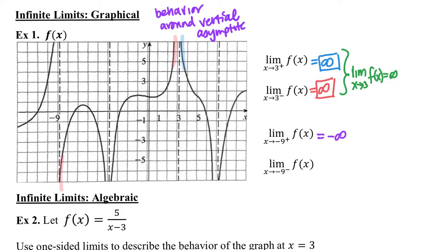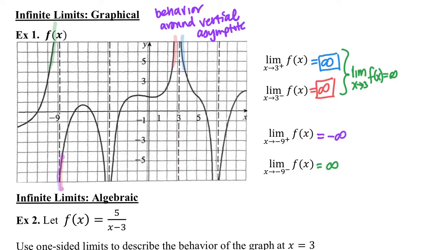Why don't my colors ever do what I want them to do? Okay, now the limit as x approaches -9 from the negative side is going to be on the left side of the asymptote. So on the left side of x equals -9, the graph is going up forever. So in that case, the limit is going to be positive infinity. Okay, so this is a good way to describe it: on the right side of the asymptote, the graph goes down. On the left side of the asymptote, the graph goes up.